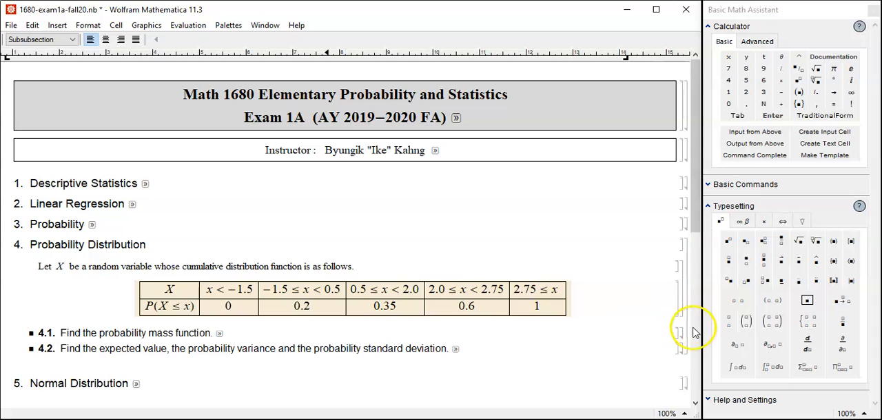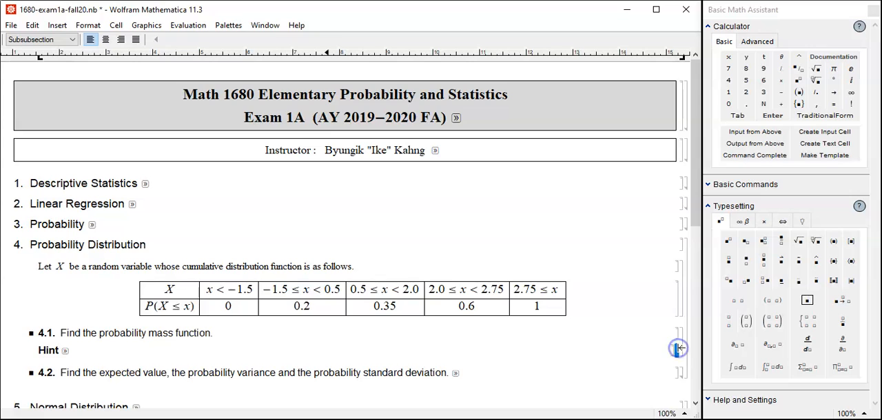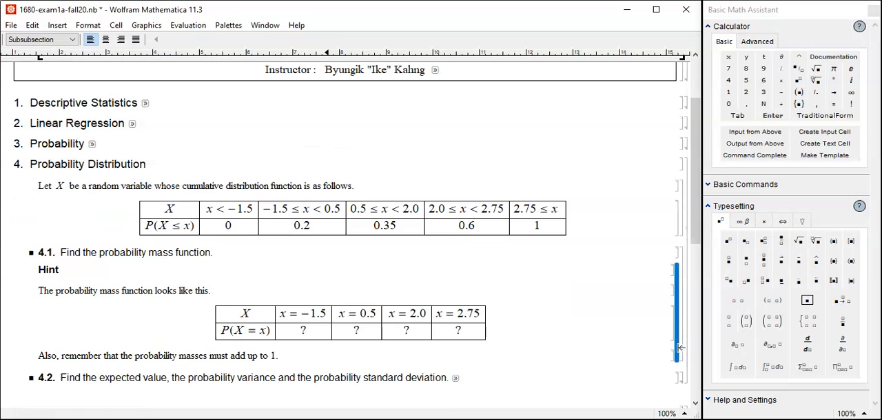Now from here, find the probability mass function. This time, probability when x is equal to something, and should be equal to all these numbers here. Other numbers do not contribute because there's nothing there. There are only, how many numbers are there? Count. Well, obviously there are 4: negative 1.5, 0.5, 2.0, and 2.75. There are 4 numbers here. And for each of those 4 numbers, we are going to get the appropriate probability here.